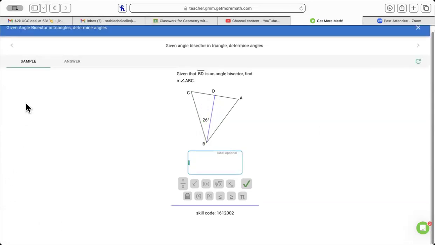Okay. This one says, given that BD is the angle bisector. So again, this is my angle bisector. So this is the angle we're looking at. Find the measure of ABC. So ABC, it wants the entire angle. Well, this is 26. That means this is going to be 26. So 26 times 2 or 26 plus 26 gets me ABC, the entire angle, is going to be 52. So we're just adding the two halves to get the total. And again, remember ABC, that's giving us the total piece there.